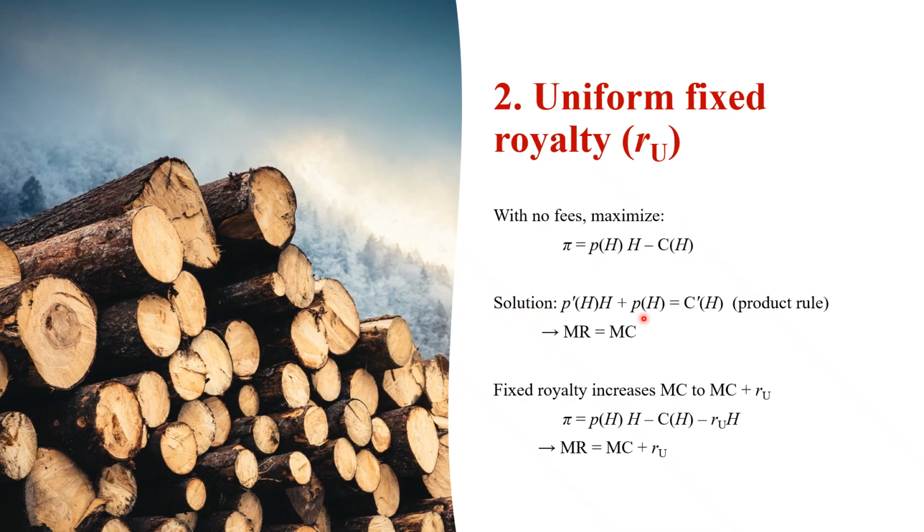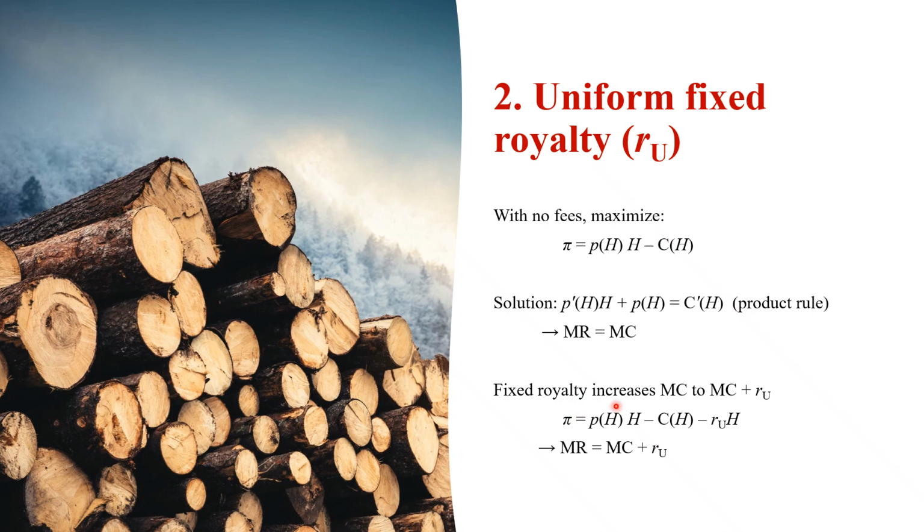The solution in this case, using the product rule, we first get the first derivative of this function with respect to H. Using the product rule, we get the first derivative of price with respect to harvest, times the harvest amount, plus the price of H coming out, and on the right hand side then, once we've shifted that, we get the marginal cost. So the marginal revenue is equal to marginal cost.